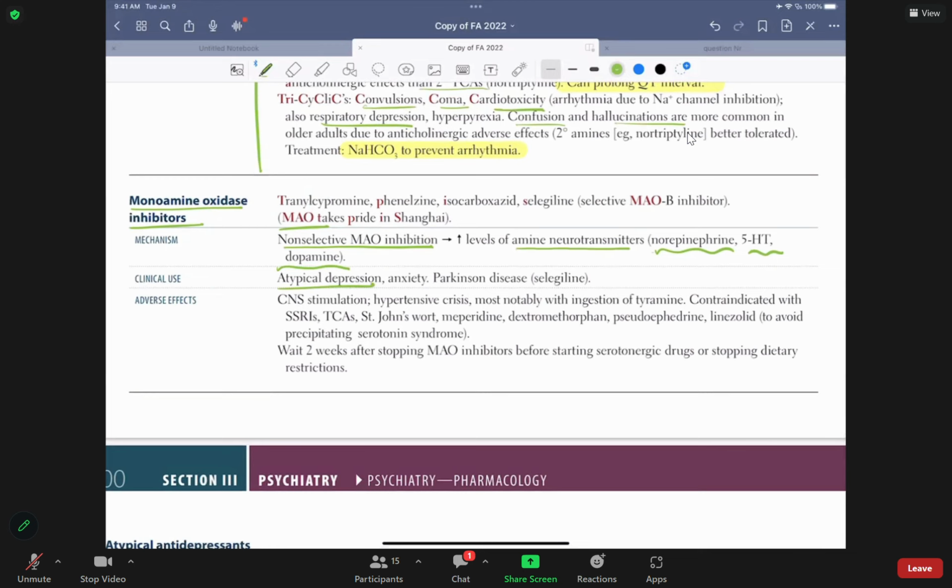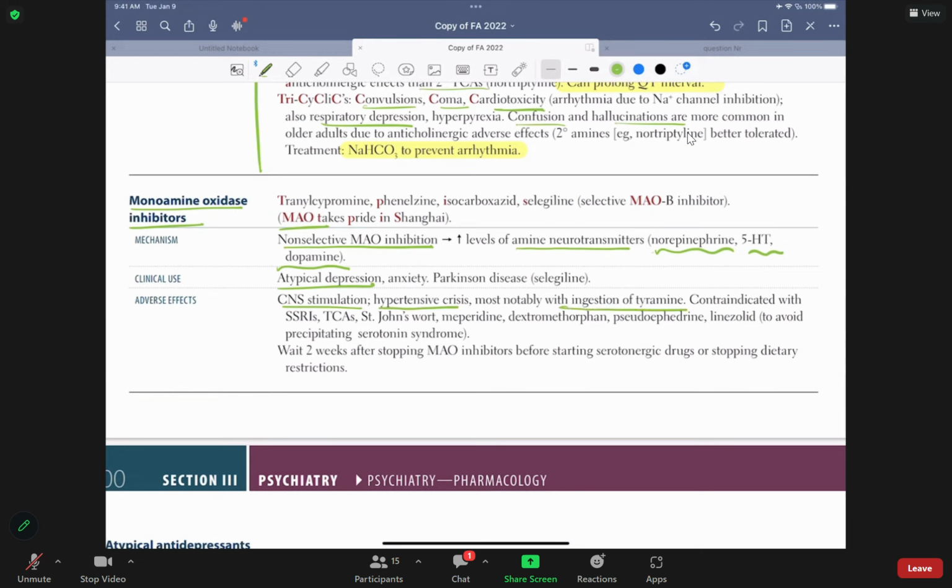What did we say atypical depression means? These are the abnormal symptoms. Sleeping a lot, eating a lot. Remember that? Those are the ones, folks, okay? Now, it's a CNS stimulant. It can give you hypertensive crisis, especially if they take the medication while they're ingesting tyramine, right?